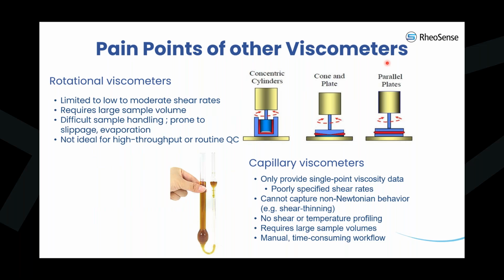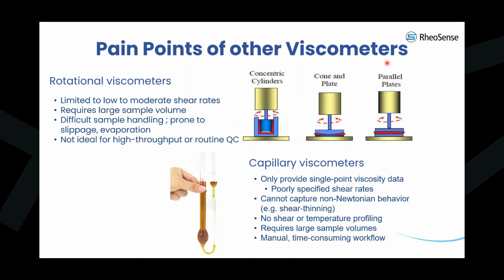Now let's briefly go over the limitations of other viscometers on the market that are still widely used in many labs, especially when it comes to measuring multi-point viscosity. Let's start with rotational rheometers first. These instruments are typically limited to low or moderate shear rates, so they can miss important behavior like shear thinning in protein formulations. On top of that, they require large sample volumes, which can be a limiting factor if you are dealing with small sample volumes and precious samples.